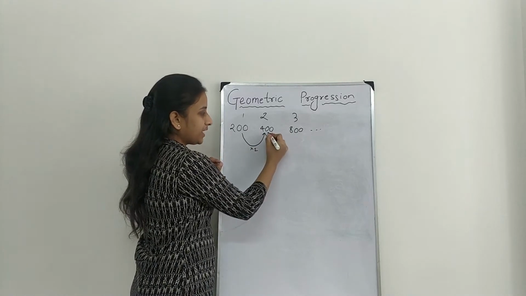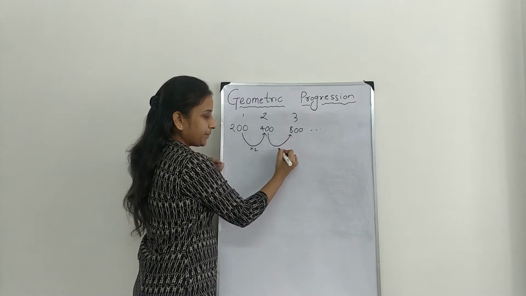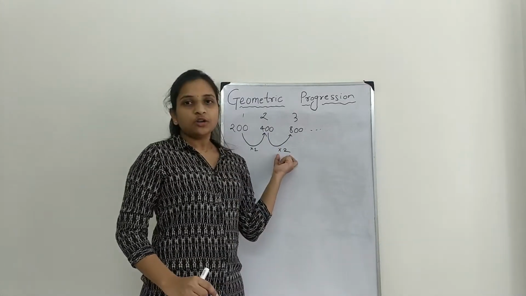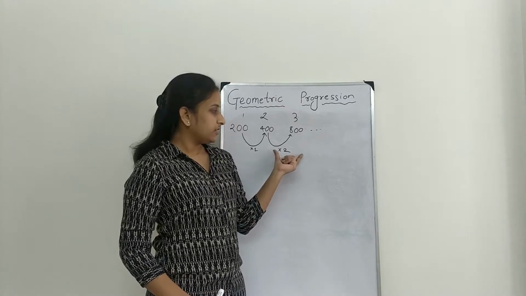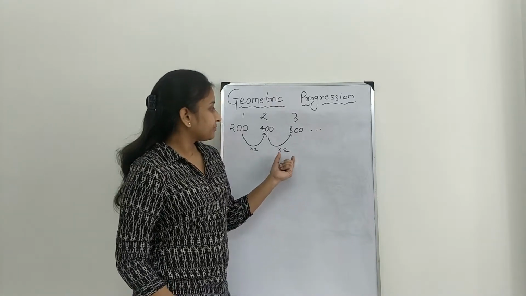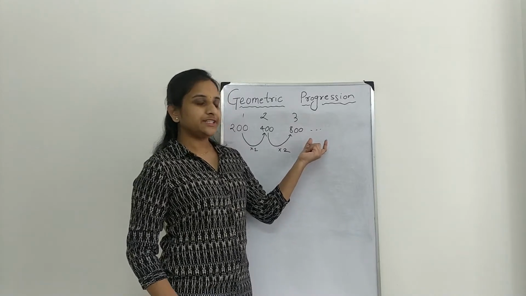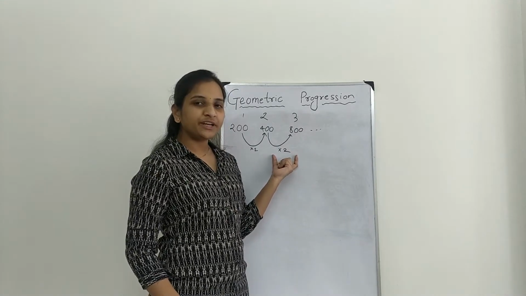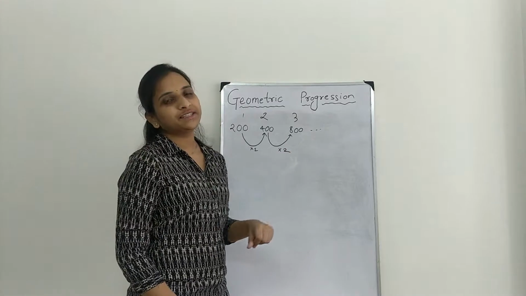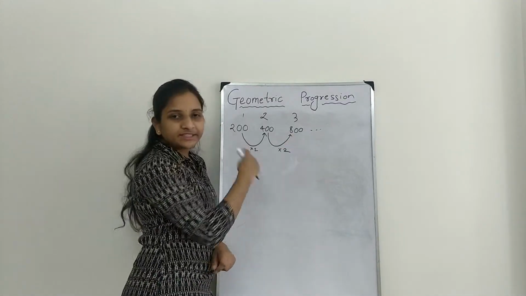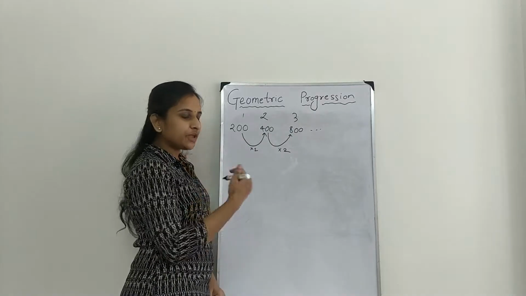To get this number, I am multiplying 400 by 2. This is called the common ratio. You can find any term just by multiplying this common ratio to its previous term, except for the first term. So this is a GP series, similar to AP, right?